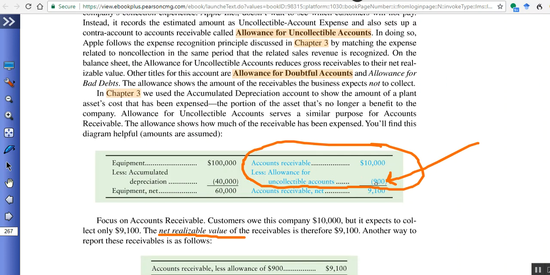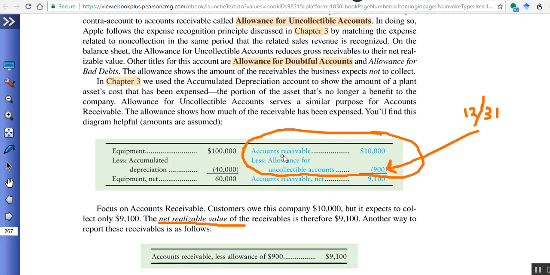But whatever you don't know, all you know is that that's what it is 12/31 by looking at this example that the book gives us. But net realizable value is just simply, like I said, it's the accounts receivable at year end less what the allowance for uncollectible accounts was adjusted to, which in this case was 900.